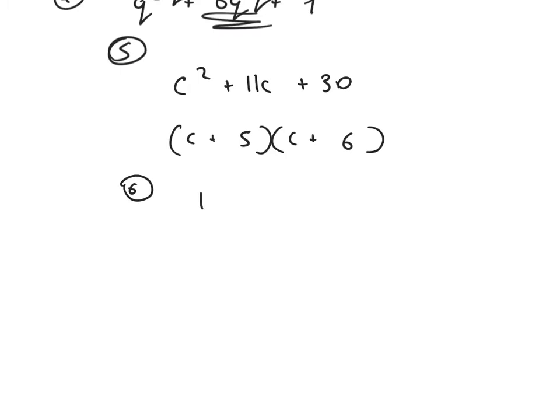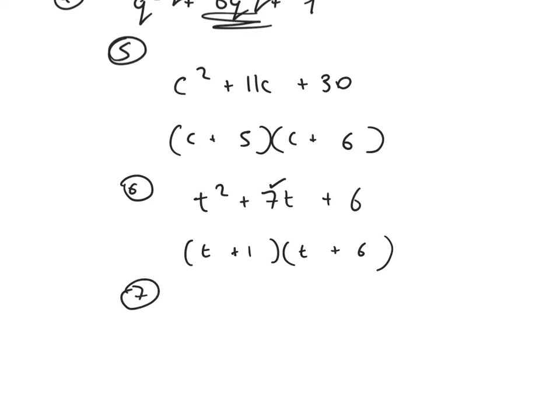Example 6. t squared plus 7t plus 6. Two numbers that multiply to give 6, add together to give 7. Well, two numbers that multiply to give 6 could be 1 and 6, or 2 and 3. But it's definitely 1 and 6 because that also adds together to give 7. So that would be (t plus 1)(t plus 6), example 7.